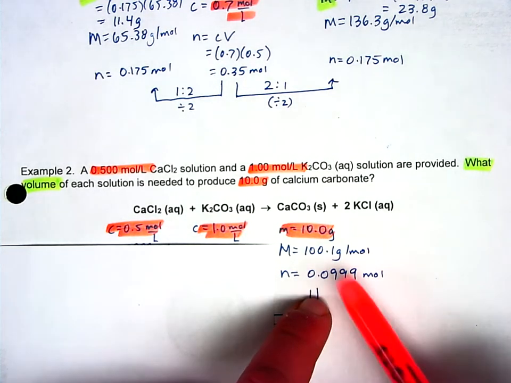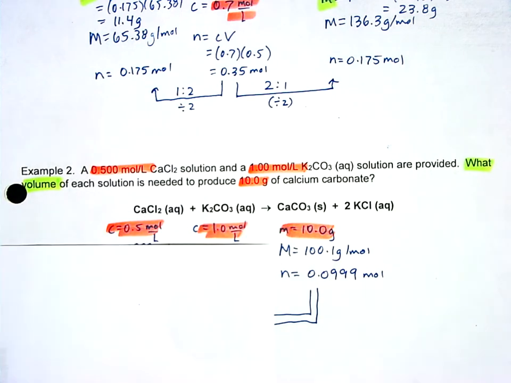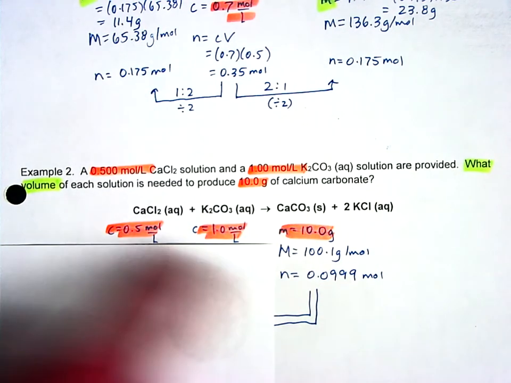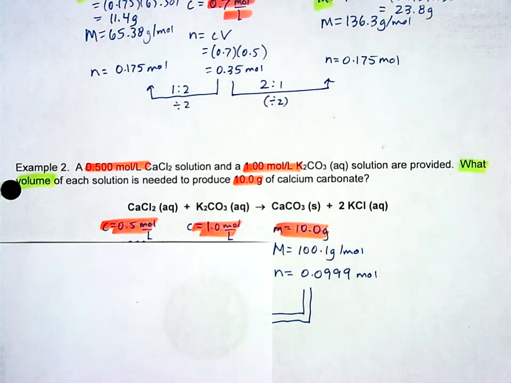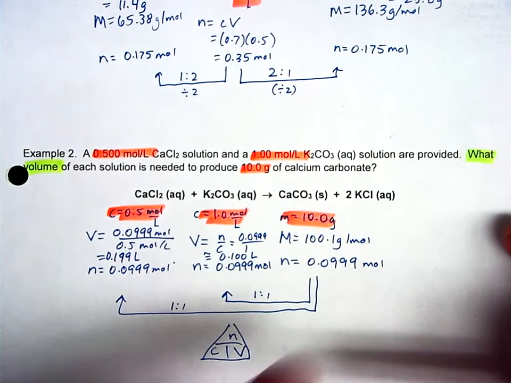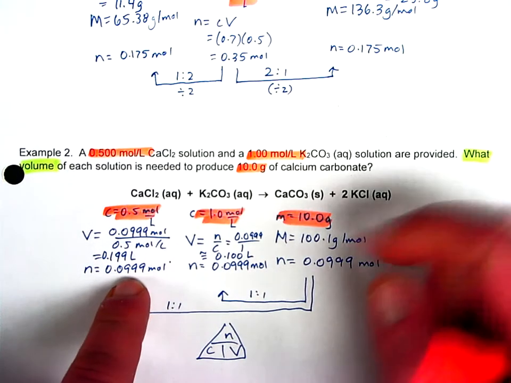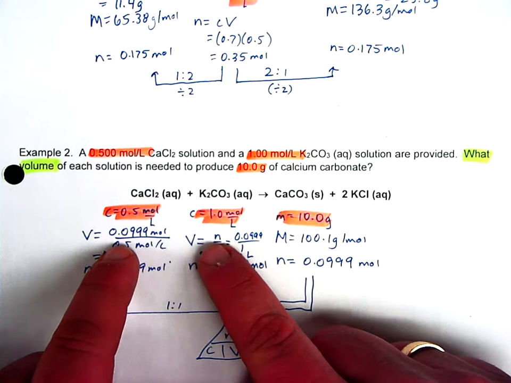We know the moles is the basis of all stoichiometry. These are all one-to-one relationships. There's no coefficients needed for any of these. So one-to-one just means the mole amounts are going to be the same. Now what we're trying to do is figure out the volume.